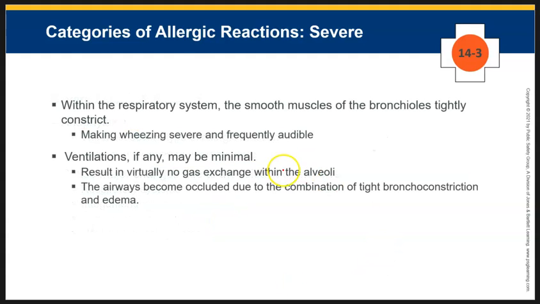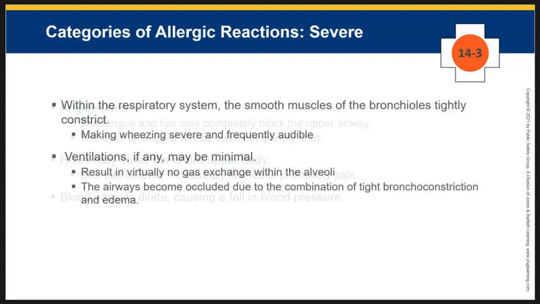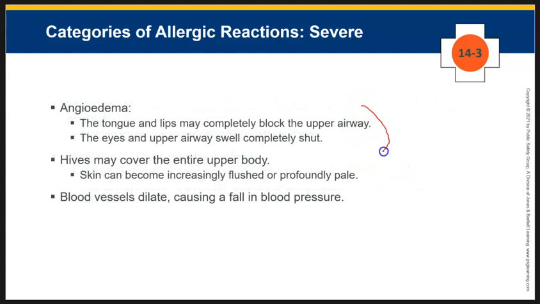In the respiratory system, smooth muscles begin to constrict, so the wheezing is going to be much more severe. You will hear it. Ventilations become minimal, and there's no gas exchange within the alveoli. We get hypoxia. The tight bronchoconstriction and the angioedema, the swelling, become very pronounced. This becomes visible on the patient with tongue and lips swelling and blocking the upper airway, and involvement of the eyes as well. Our integumentary system will become very flushed and we'll get hives over the entire upper body.